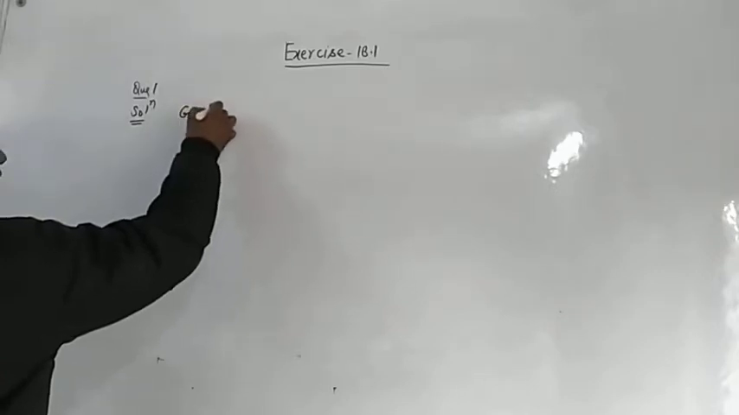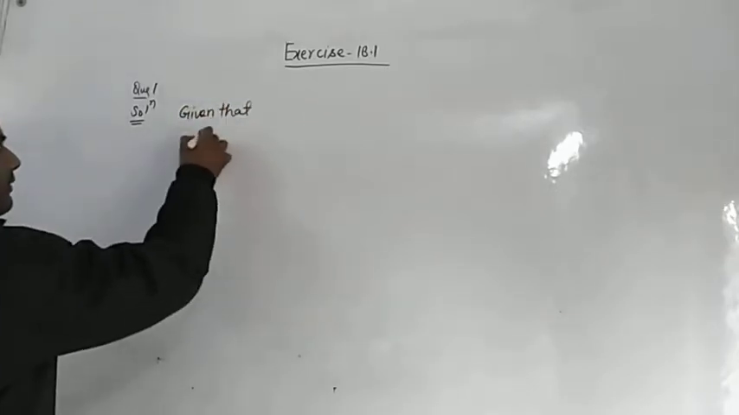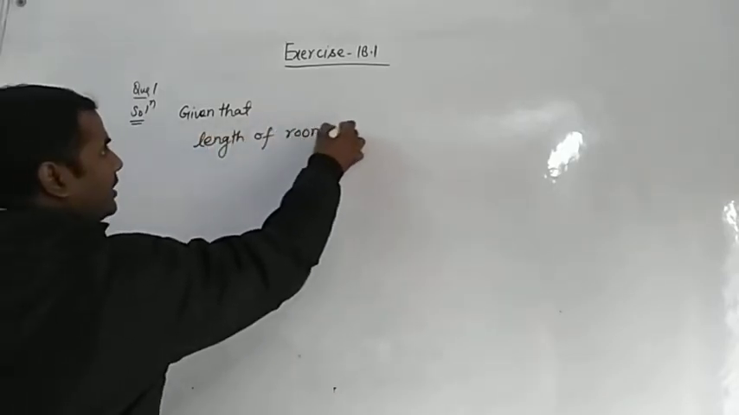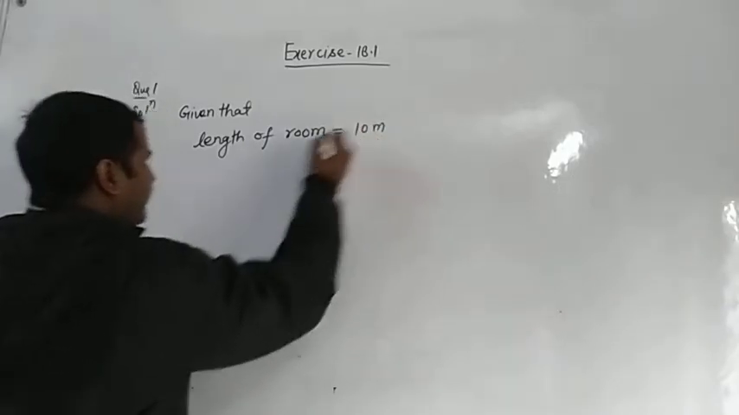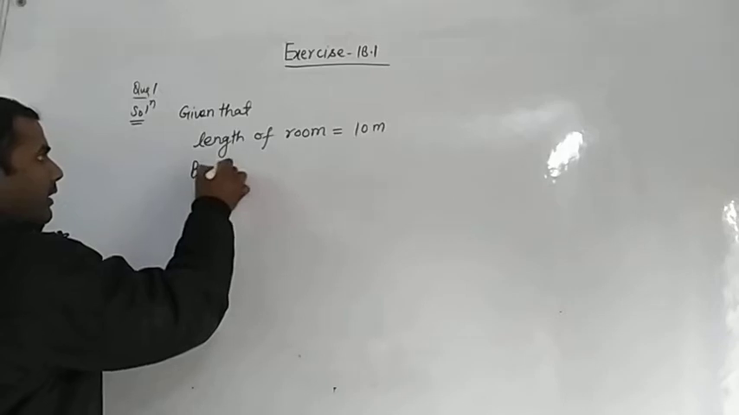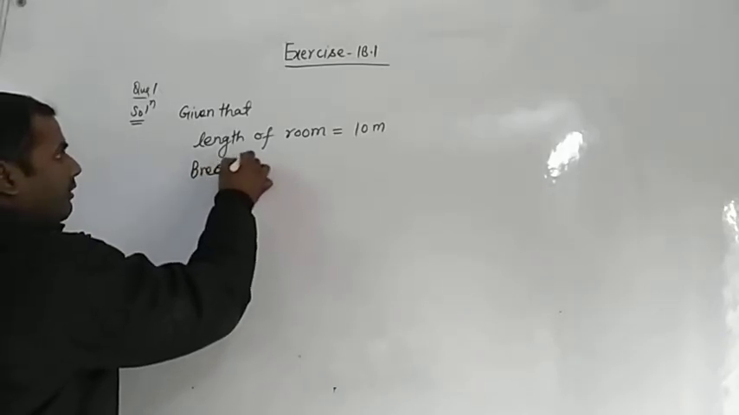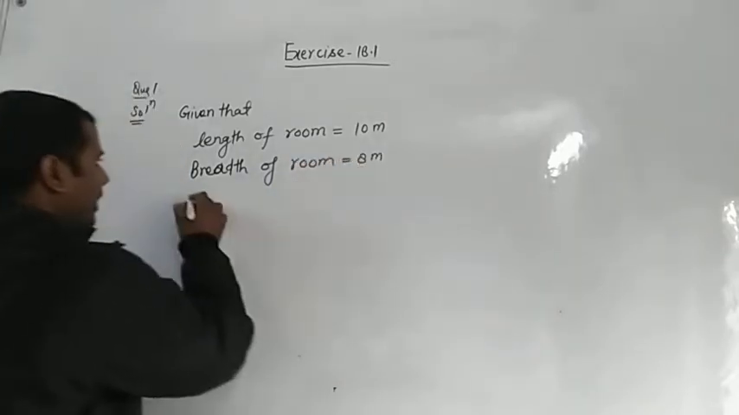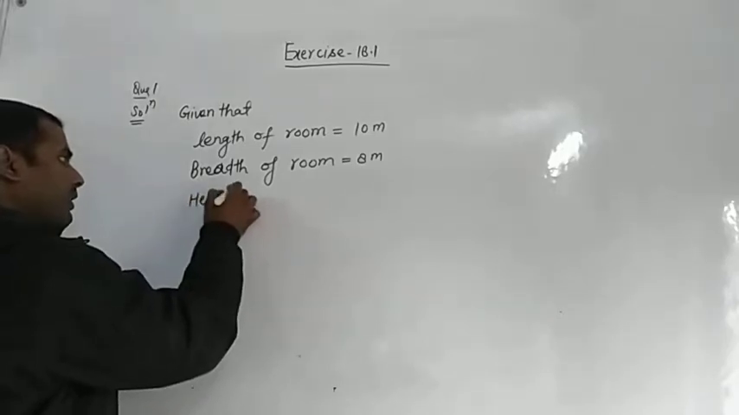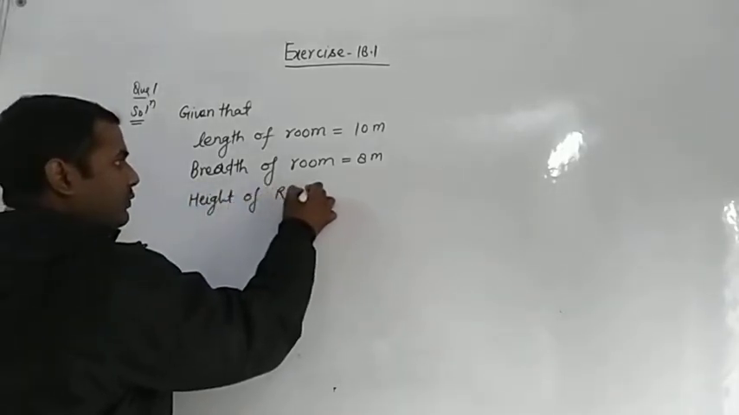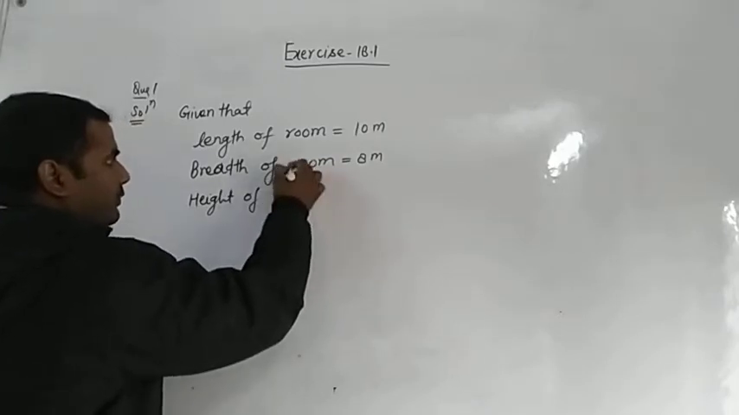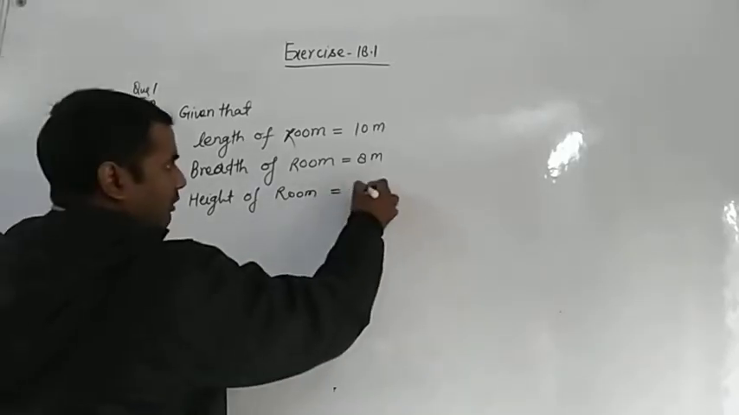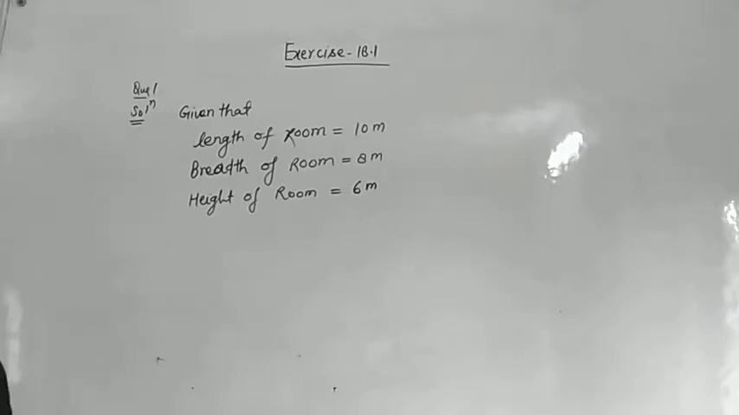Given that length of room is equal to 10 meter, width of room is equal to 8 meter, and height of room is equal to 6 meter. Now find the longest rod, length of the longest rod.